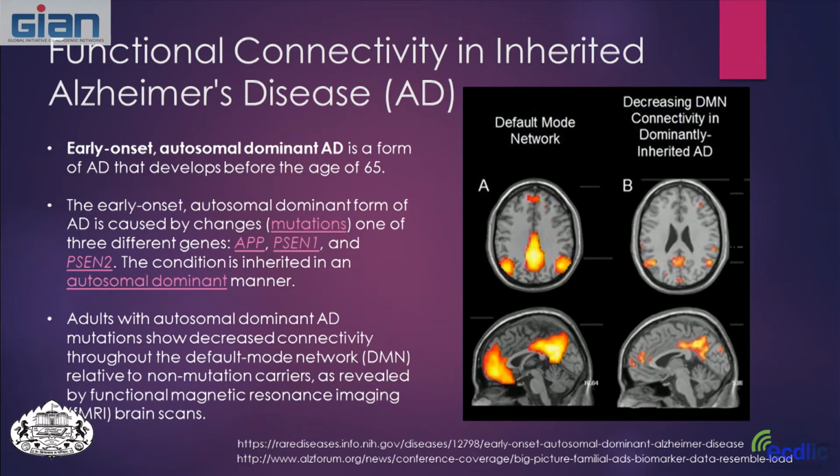But what they saw was adults with this dominant Alzheimer's disease mutated gene showed decreased connectivity throughout the default mode network relative to non-mutation carriers, so relative to people who didn't have this mutation. They looked at this using functional magnetic resonance imaging in these resting state networks. So it's been proposed that one of the symptoms of Alzheimer's disease is a problem in this default mode network of the brain.